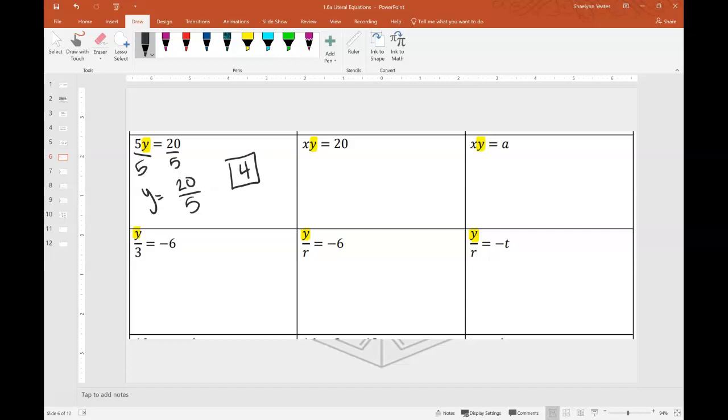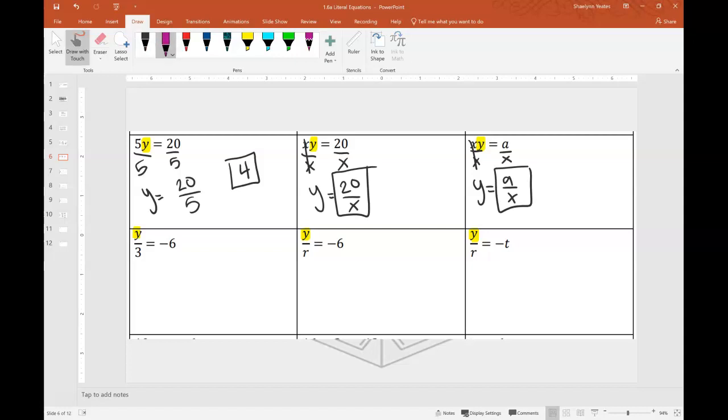On the next one, though, it's not so easy. We have x times y. So we need to divide by x to cancel out that x. That canceling out still happens. However, because 20 and x aren't like terms, we can't just do something easy, so we're just going to leave it as 20 over x. And finally, on the last one, when we divide both sides by x, we end up with y equals a over x. And that's perfectly fine.